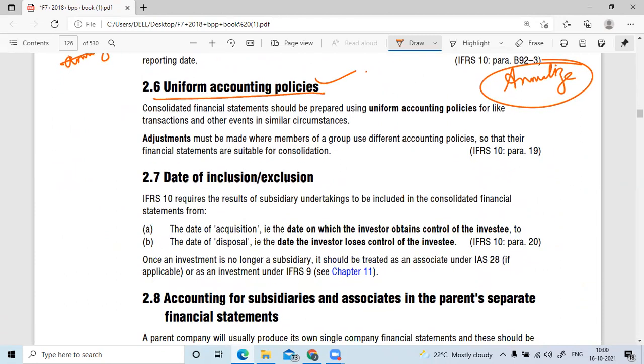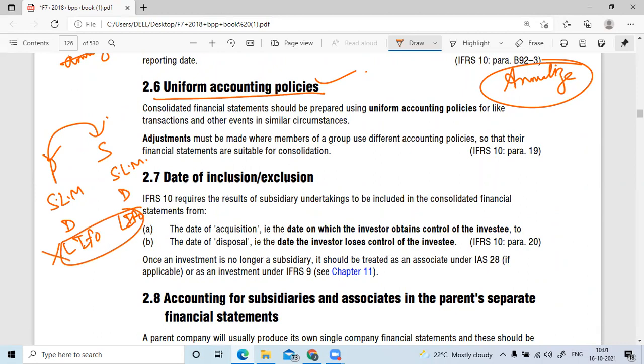Now, uniform accounting policies should be followed. That means parent and subsidiaries should try their level best to follow uniform accounting policies. For example, if the parent is using straight line method for depreciation, the subsidiary should also use straight line method, or if diminishing balance, they also should use diminishing balance. If LIFO for inventory valuation, here also LIFO. Let me tell you, LIFO is not followed in IFRS. FIFO and weighted average cost are followed in IFRS. LIFO is banned in IFRS.